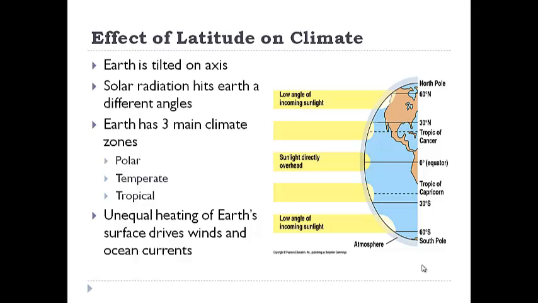So one of the major influences on climate of an area is latitude. One thing that affects that is the Earth being tilted on its axis. Solar radiation hits Earth at different angles at different times of the year. Earth has three main climate zones. There's polar, temperate, and tropical. And this unequal heating of Earth's surface drives wind and ocean currents. So you can imagine the further you are towards the North Pole, you have a low angle of incoming sunlight. And then if you're close towards the equator, sunlight is directly overhead. So it's the directness of the rays of light that affect the temperature of the area.